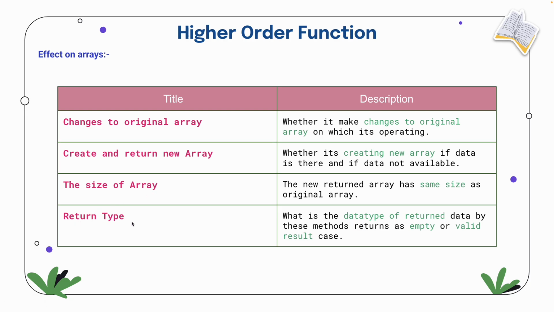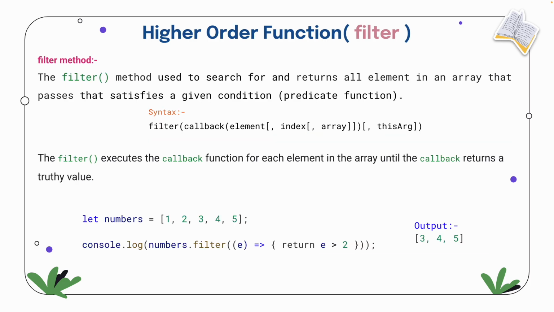And then we are going to check the return type, whether it is returning an array, a boolean, undefined, an object or strings. All these things we will keep on seeing for all the higher order functions. Okay, fine. Now let's go for the first higher order function, that is filter.